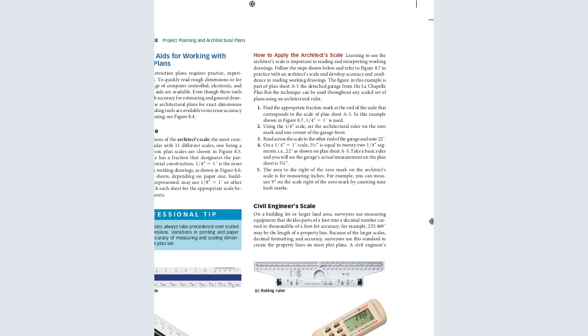Using the 1/4 inch scale, you set the architect's rule to the 0 mark at one corner of the garage front. Then read across the scale to the other end of the garage and note 22 inches. Most of these things we will learn how to use when we go back to face-to-face learning, because some of these things we are just talking about in theoretical form.